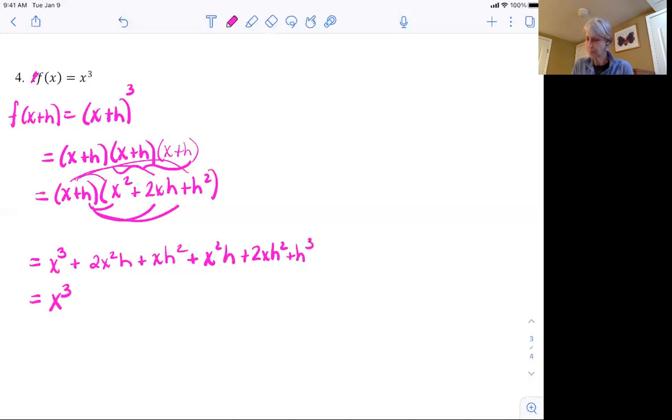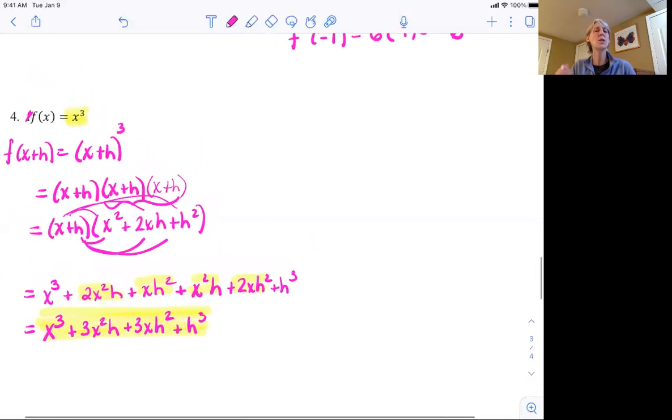X cubed, 2x squared h and x squared h gives me 3x squared h. Xh squared plus 2xh squareds gives me 3xh squareds plus h cubed. There's my f of x plus h. There's my f of x. We're going to substitute these values into our limit definition.